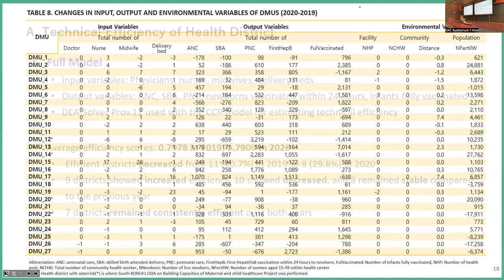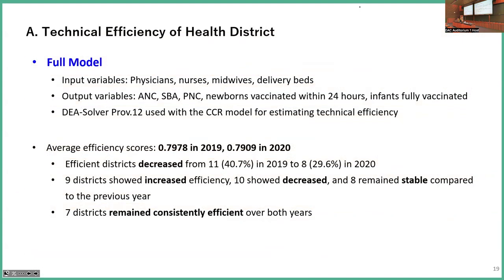And in our study, we approached it in three ways. The first is a full model, in which we included all the input and output variables. The second is the contained model, in which we controlled environmental factors. And the final is the intervention model, which we call the ODA model, official development assistance model. Because throughout our 4 year project, we didn't support any vaccination activities, so we excluded that variable from the output variables. So I will explain.